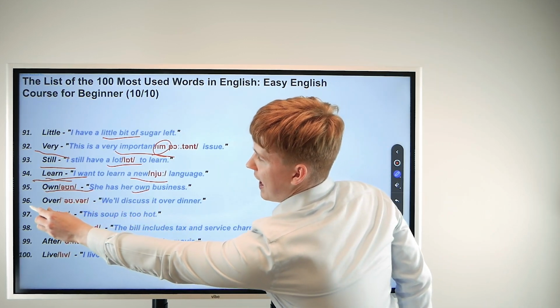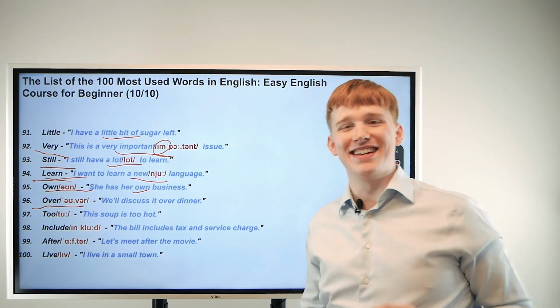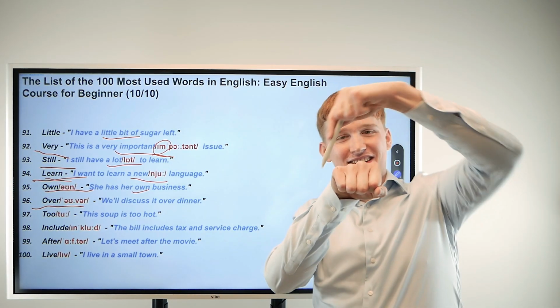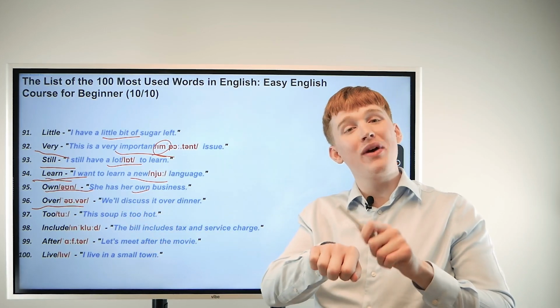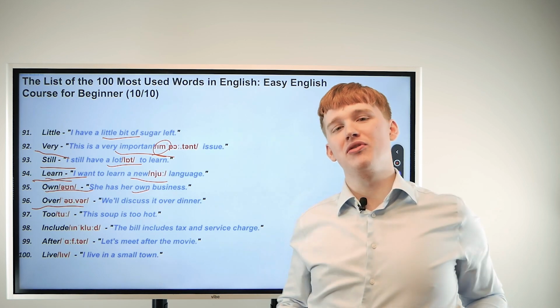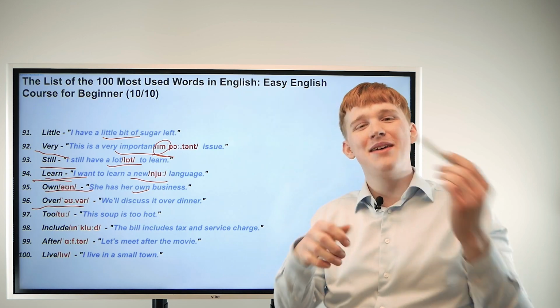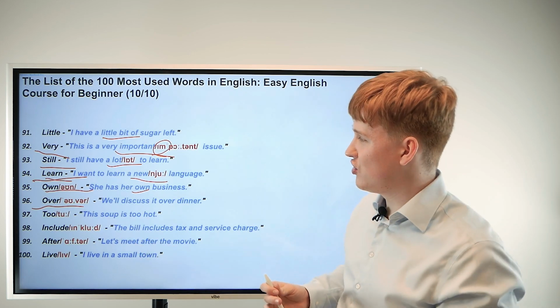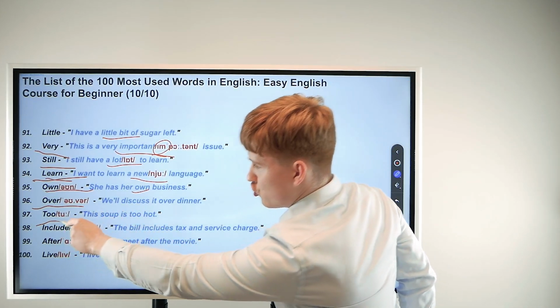Next up we have over. We will discuss it over dinner. So here's dinner, and you're discussing it over. In this context, we quite often use it while we're eating dinner. That's when we'll discuss it. In other contexts, we can have over as going over something, but here we are just discussing while we eat dinner.